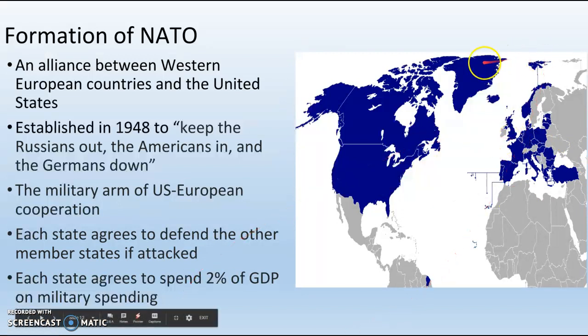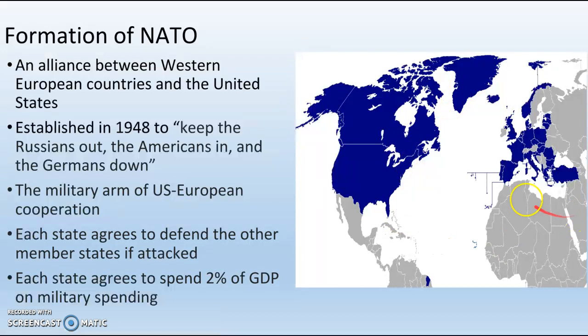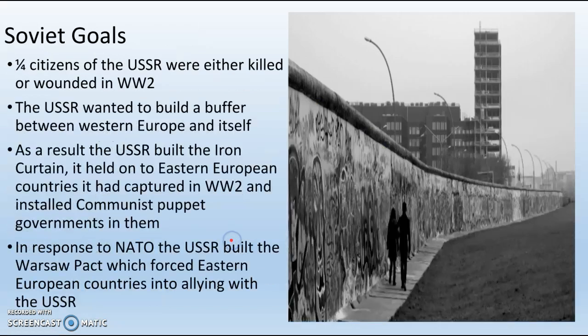NATO is still around. This is actually a map of modern-day NATO countries, not during the Cold War. And we can see that it's fairly large. You've got Greenland, Iceland, and then most of Europe, in addition to Canada. Each country agrees to spend 2% of all of the money they make every year on military spending. Most do not. This was a big thing Donald Trump talked a lot about during the election.